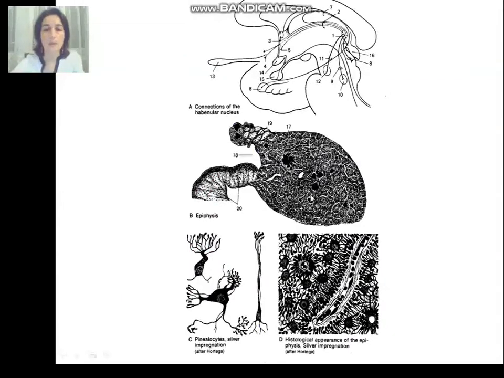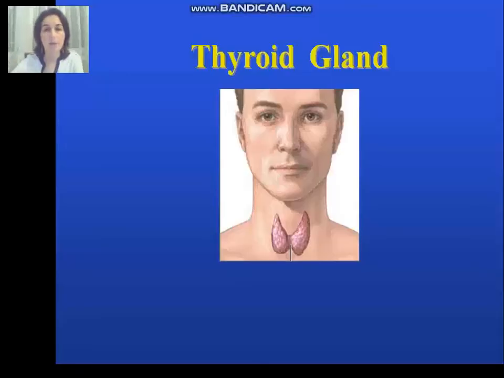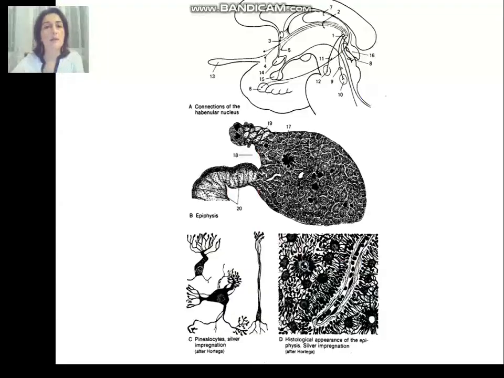Then we can see here the epiphysis. These are the cells, the pinealocytes. They are stained by silver impregnation, and so that is a pineal gland. Also, here we can see these pinealocytes, which are in contact with the blood capillaries, and they release their hormones into the blood stream.